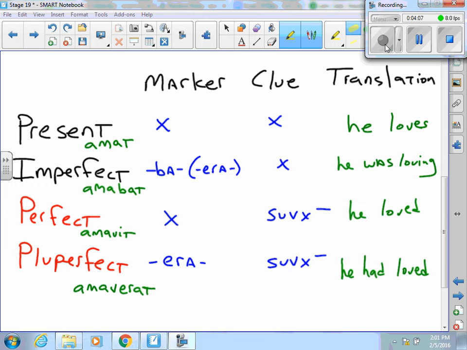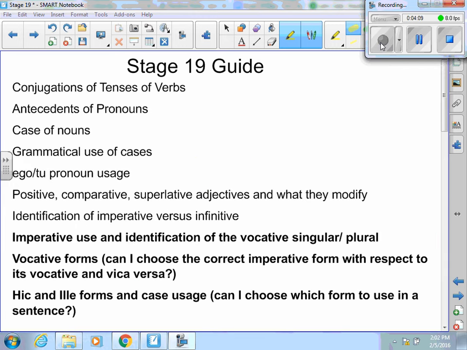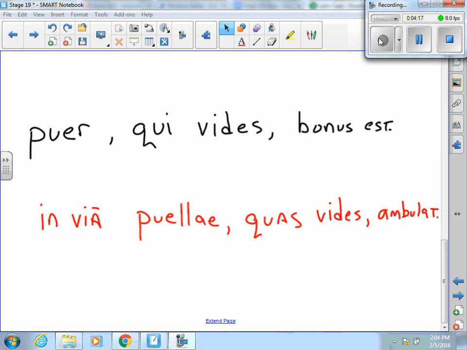Next, I have antecedents of pronouns. An antecedent is the word that the pronoun is replacing. In these two sentences, I am using a relative pronoun, and you would be asked to tell me what the antecedent of those relative pronouns are. First of all, identify the two relative pronouns. The two relative pronouns here are qui and quas. In puer qui vides bonus est, the translation is the boy who you see.